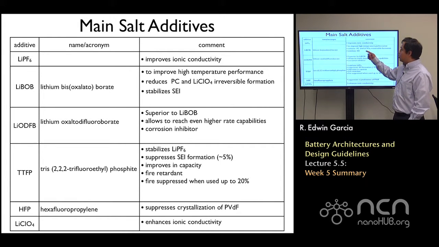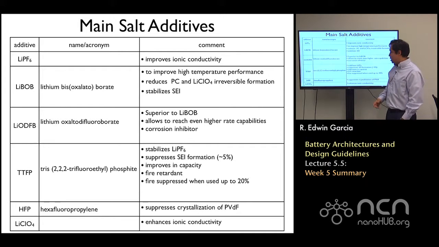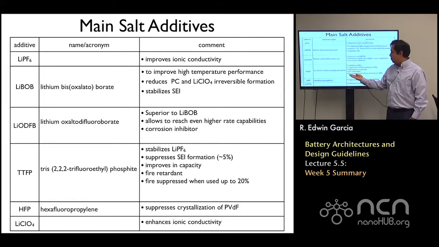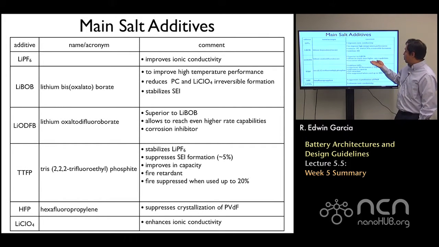Why? Because it allows you to increase the temperature performance, to make it more stable, and allows you to stabilize the SEI as we have discussed in the past. And really, what you want is to enhance the ionic conductivity. Others are used simply to improve its capacity because they're fire retardant, okay, and because you can inhibit corrosion or get higher performances.